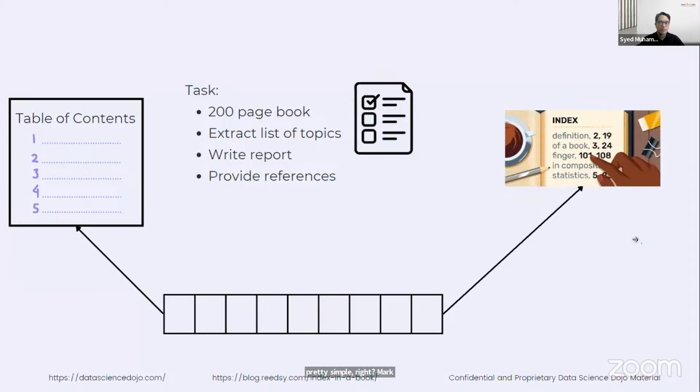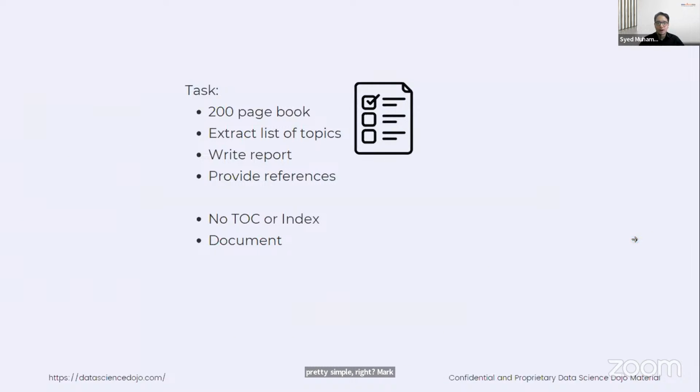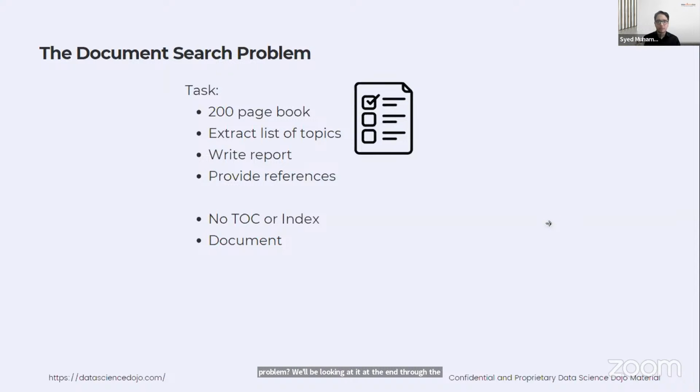But when you actually open that book, you do not have any table of contents. You do not have an index either. It's just purely a poorly written document. So what can we do to resolve this kind of a problem? We'll be looking at it at the end through the live project. So for now, let's name this problem the document search problem. Pretty simple, right?